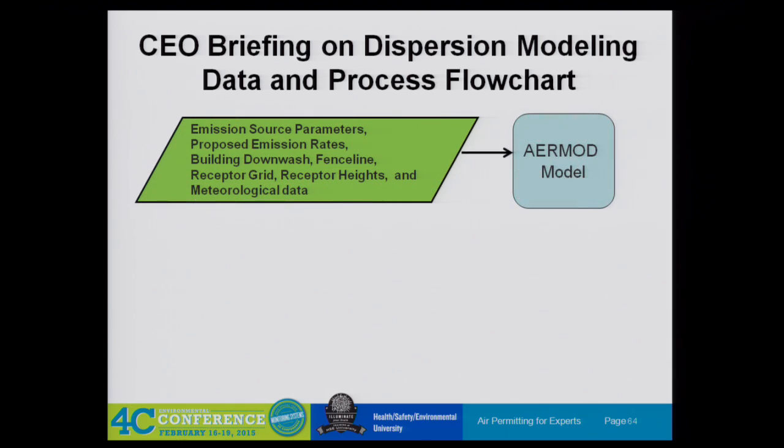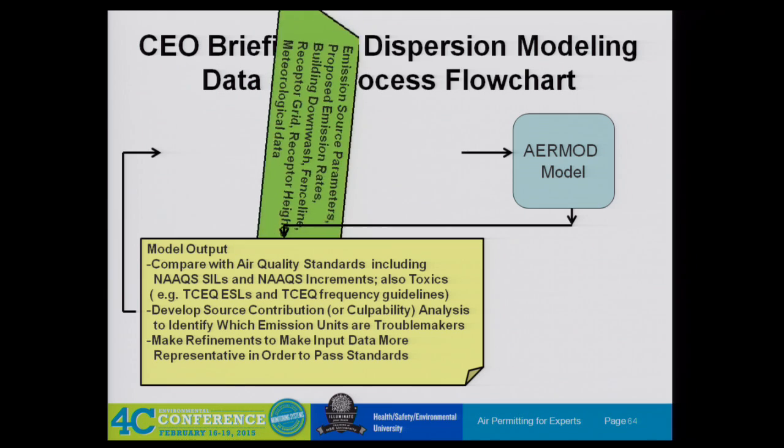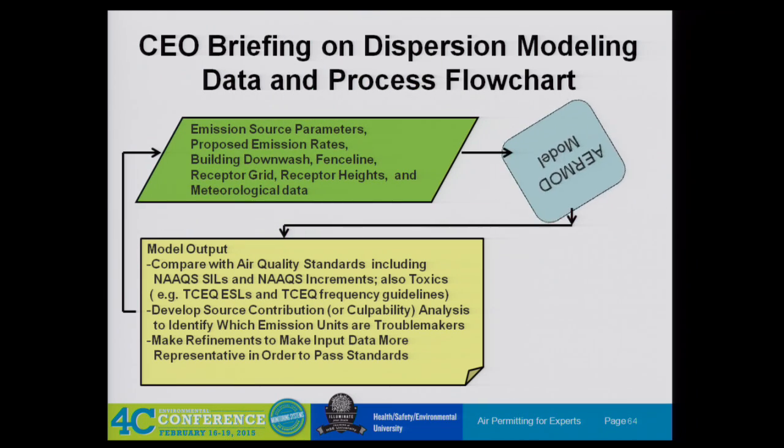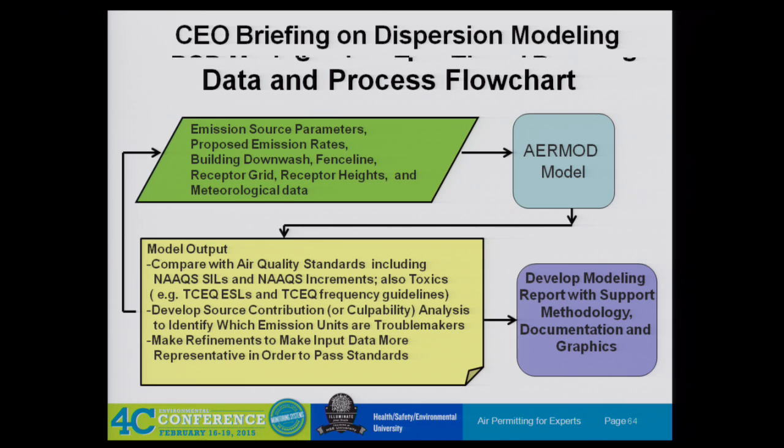You put in all your inputs into the AERMOD model. You get your output. You're going to compare that to your air quality standards. You're going to develop your source contribution, or what I'm calling culpability analysis. All you're trying to do is identify where the troublemakers are. You're going to make some refinements to the data input for those troublemakers, and you're going to run the model again. You're going to tip everything upside down one more time, and eventually you're going to get to a passing model, we hope. And at that point, you'll develop your modeling report and all your graphics that show where your concentrations are and submit that to the agency.